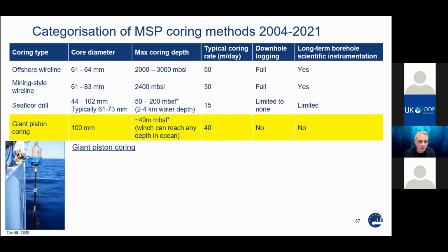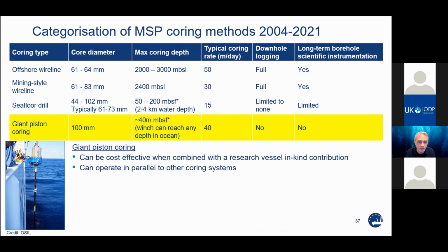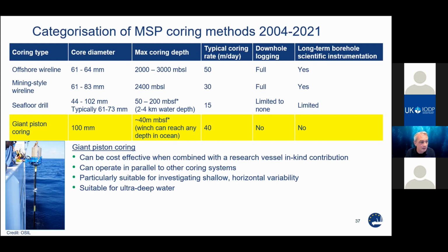Okay, finally, let's look at giant piston coring, which is our final coring method. So like seafloor drills, giant piston coring can be very cost effective when combined with a research vessel in-kind contribution. Like seafloor drills, they can also operate in parallel to other coring systems. They're particularly good for investigating shallow horizontal variability, but their unique strength is their suitability for ultra deep water. So for example, the deepest water site for our Japan trench expedition is just over 8 kilometers water depth.